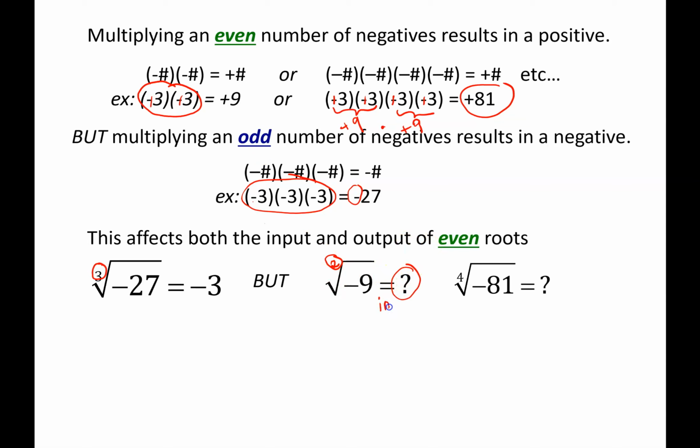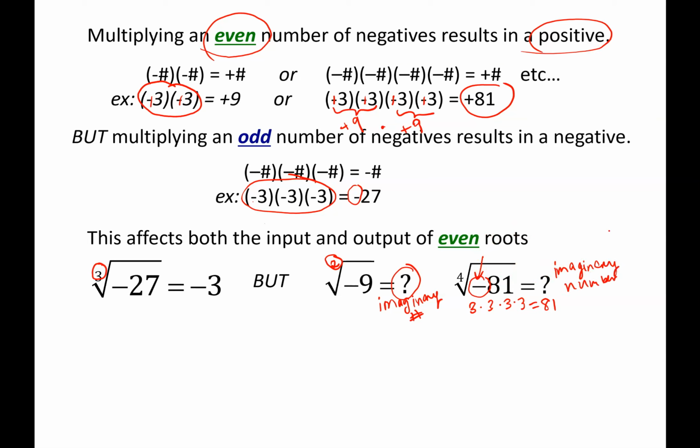This is going to end up being an imaginary number. And similar with the fourth root of -81. We might think, well, I know that 3 times 3 times 3 times 3 is 81. So I know the fourth root of 81 is 3, so maybe this is -3. But we saw earlier up here, actually no, when I took 4 -3s and multiplied them together, I also got positive 81, not -81. So that's posing a problem right here, because multiplying an even number of negatives results in a positive. So again, this is an imaginary number. This is not a real number.